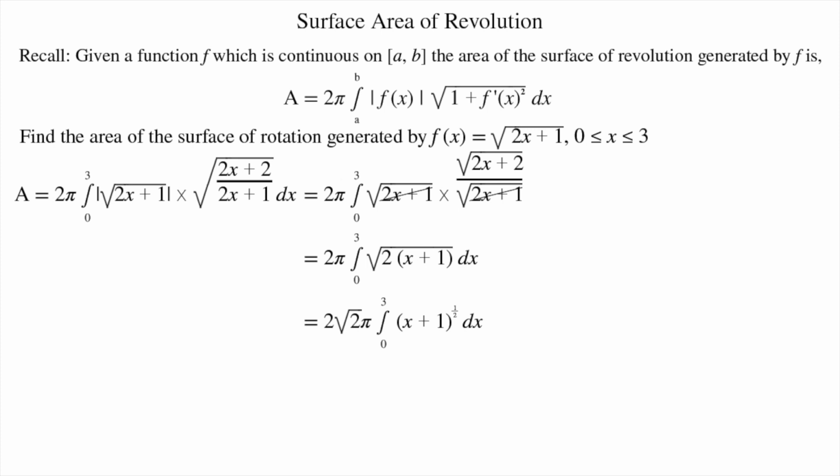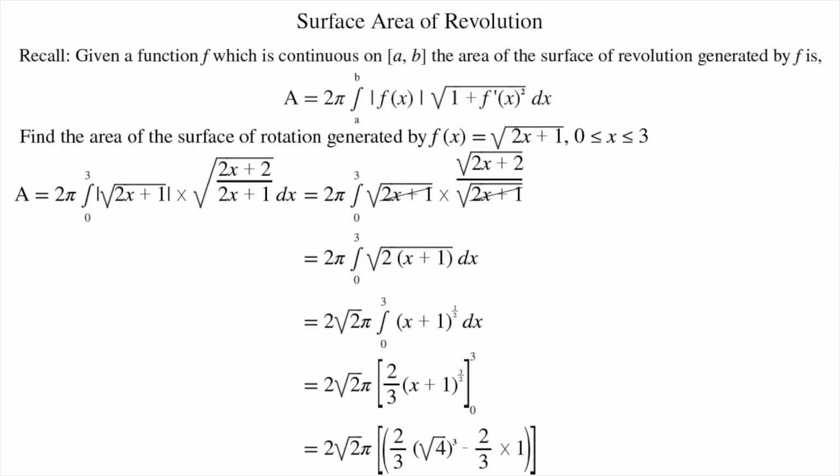What we've done from this line to this line is take the constant factor, the square root of 2, outside the integral. We can now compute the integral. If you're unsure how to do this, you should watch the earlier video in this series on integration by substitution. After integrating, we obtain 2 root 2 pi times 2/3 (x plus 1) to the power 3 halves, evaluated between 0 and 3. And that's equal to 2 root 2 pi times 2/3 times the square root of 4 cubed minus 2/3 times 1, which is equal to 2 root 2 pi times 16 over 3 minus 2 over 3, which is 28 times root 2 times pi all over 3.